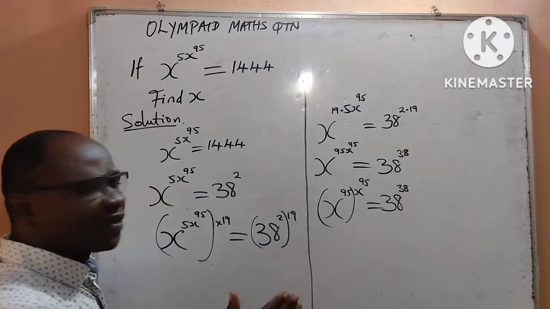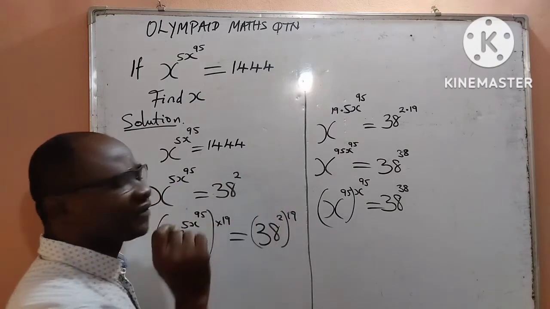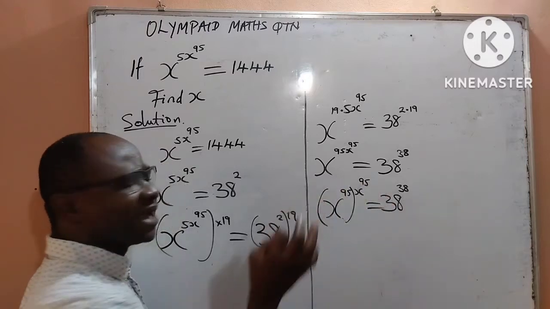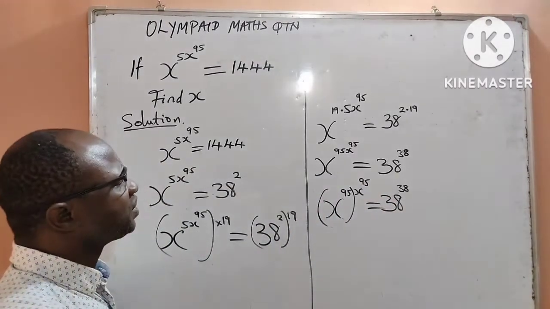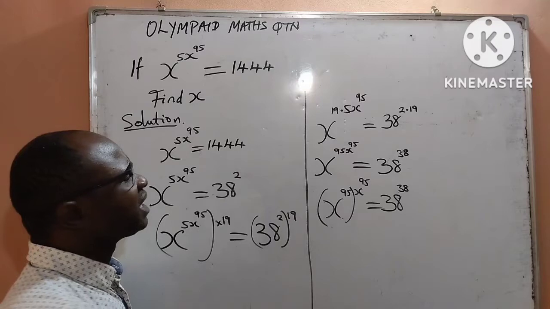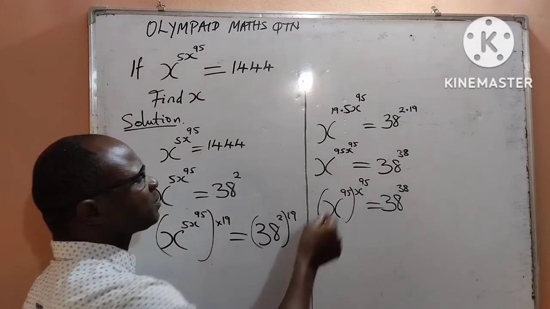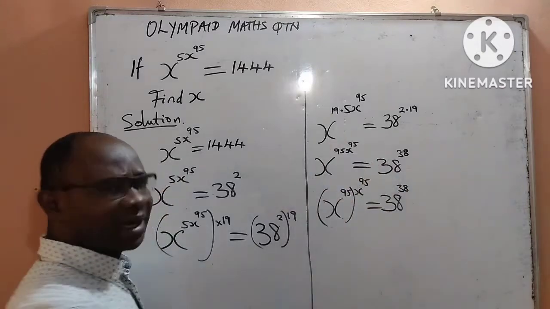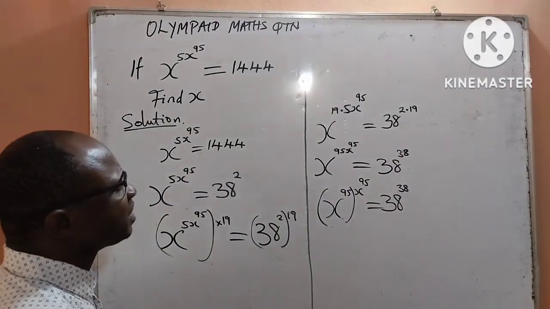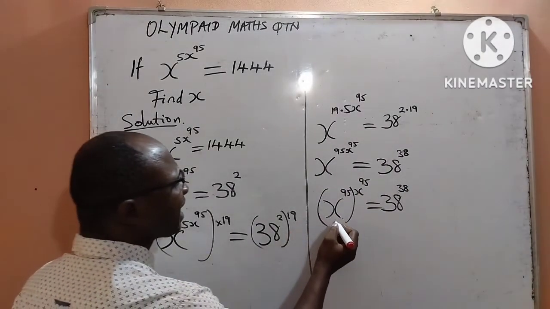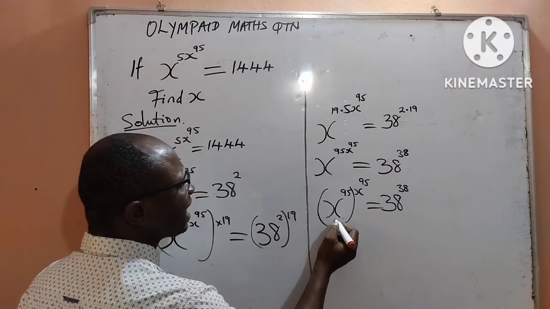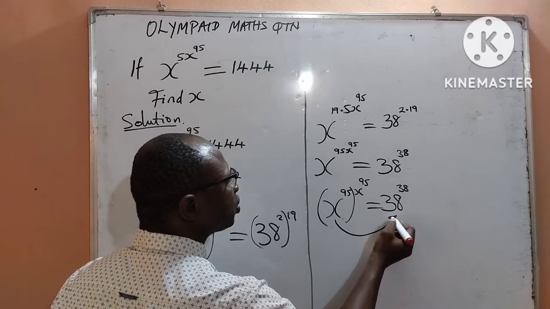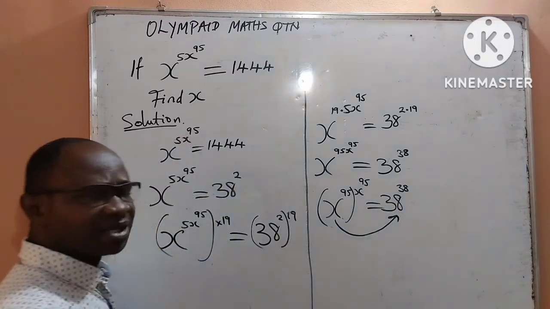Very beautiful. What we have done now is that exactly what is inside the bracket is equivalent to the base on the right hand side, and the power, the exponent, is also equal to the power on the right hand side. What that means is that inside the bracket I have x to the power of 95, which is equal to the base 38.